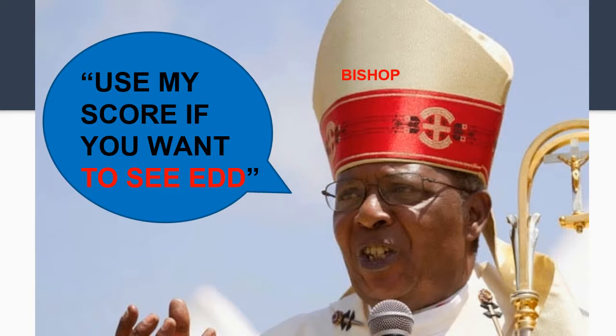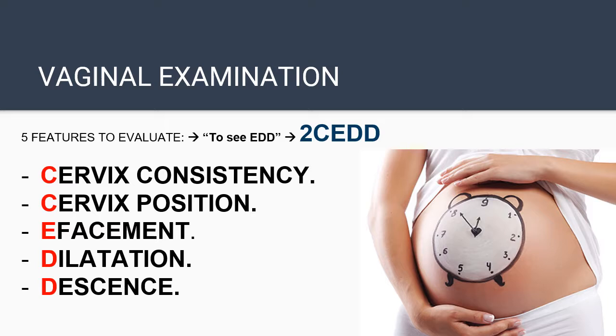So this bishop is saying to us, use my score if you want to see EDD. Why is he saying that to us? To see EDD, if you look at it in the correct sense, is 2 C's, an E, a D, and a D. The two C's are from cervix consistency and cervix position. The E is from effacement. The D is from dilatation, and the other D is from descent. Those are the 5 important features that we need to look out for when we are doing our vaginal examination.